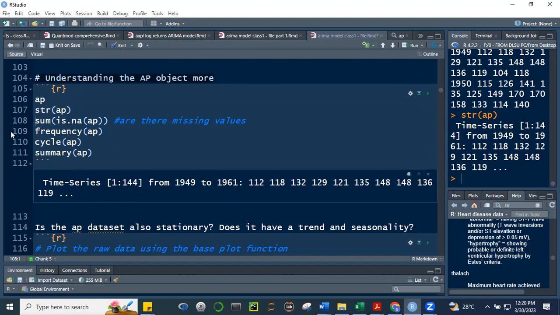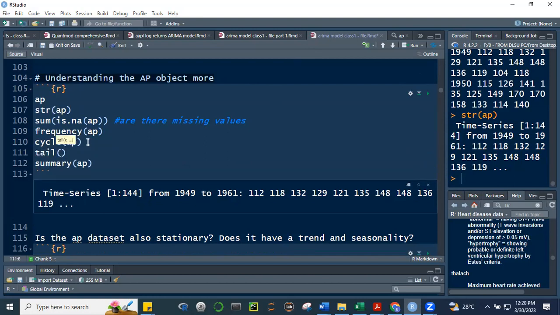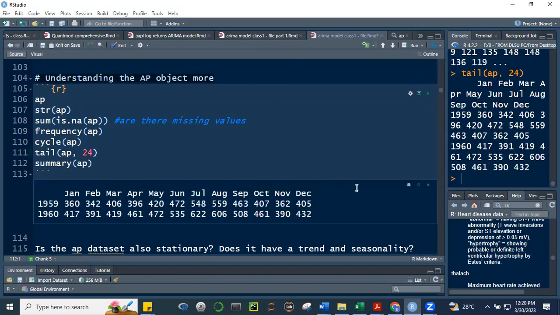Kunin natin yung tail ng AP. Tail. AP last 24. Oh. Tama. Hanggang 1960 lang class, no? 1960. Okay, December.